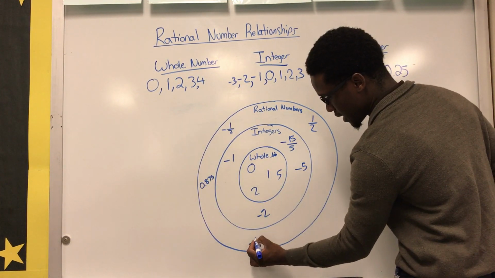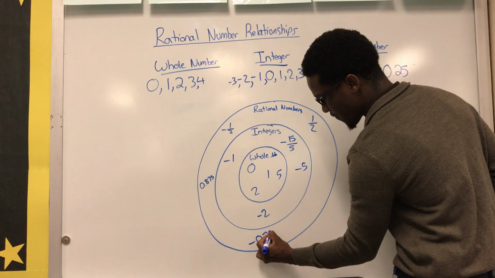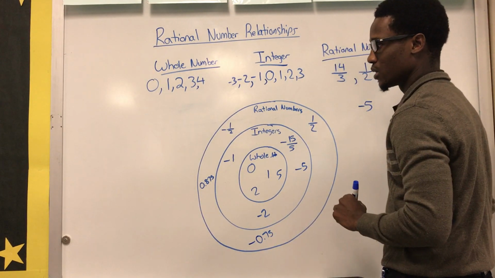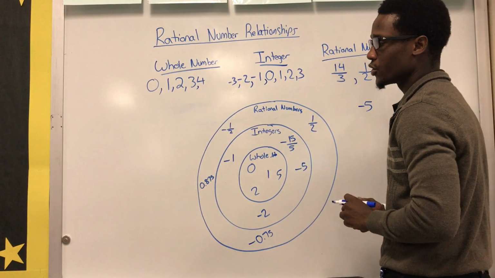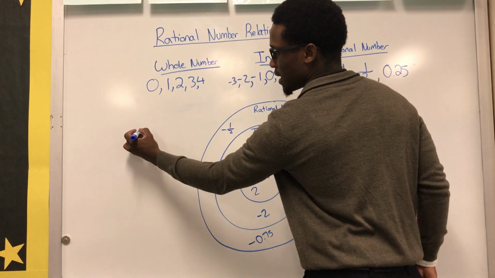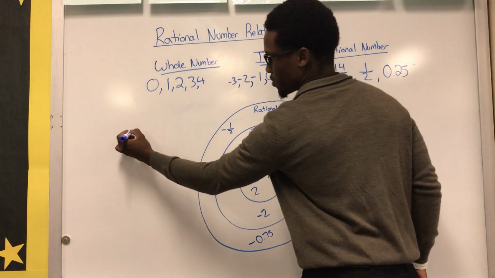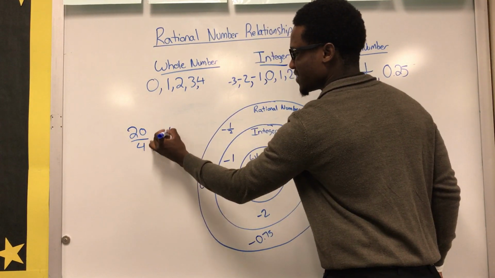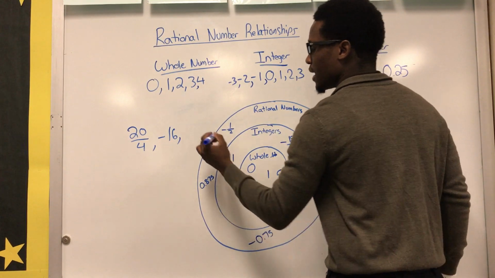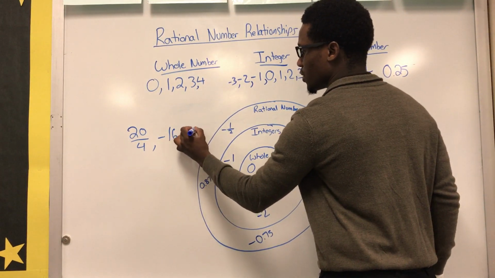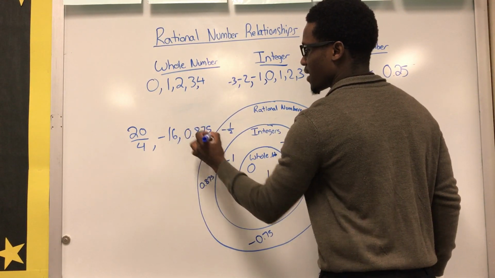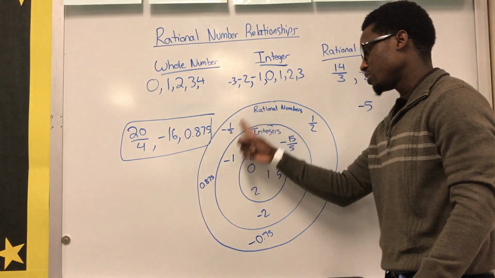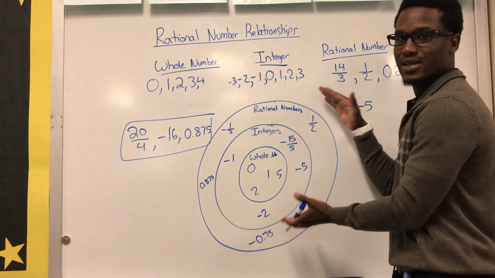We could also say -0.75 as a rational number as well. Now, think about this on your own. What do you think you would classify these three numbers as? We have 20 over 4, we have -16, and we have 0.875. Where would you put these three numbers in this diagram?